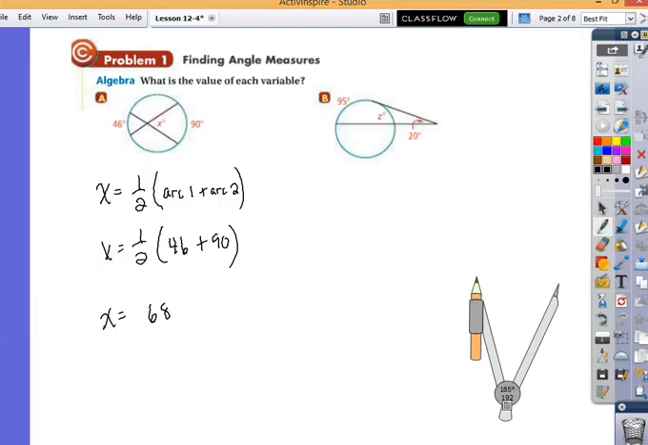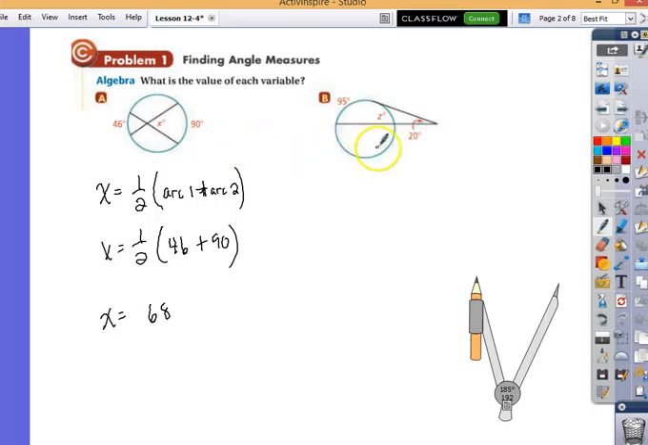Does anybody have any questions about how I set it up or why I added? The important thing to remember is if it crosses in between, inside the circle, and it's not an inscribed angle, and it's not a central angle, then you add and divide by 2. By the way, if it's an inscribed angle, there'll only be 1 arc, and we're dividing that arc by 2, so that kind of makes sense. If it's a central angle, the 2 arcs will be exactly the same measure, and if you add 2 numbers together and divide by 2, you get what you started with. So it kind of even works for central angles and inscribed angles.